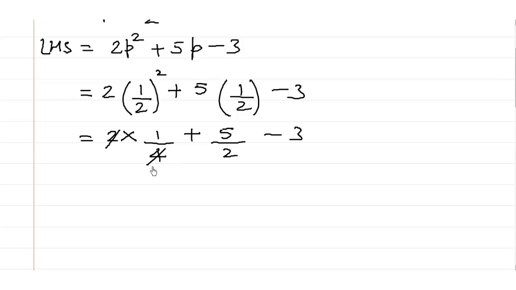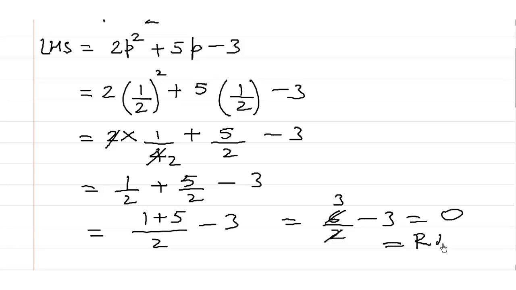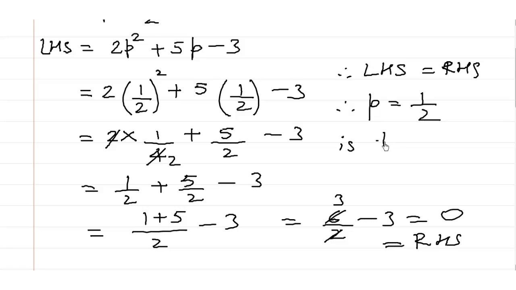So 2 ones are 2, 2 twos are 4. So we have 1 upon 2 plus 5 upon 2 minus 3. So we have a common denominator of 2, 1 plus 5 minus 3. So we have 6 over 2 minus 3. 2 threes are 6, 3 minus 3 is a 0, and that is equal to the right hand side. So we can state that therefore LHS is equal to the RHS. Therefore p is equal to 1 upon 2 is the root of the given quadratic equation.